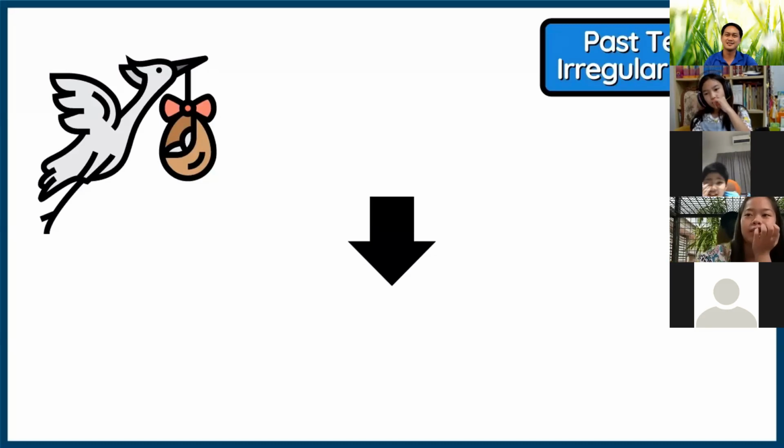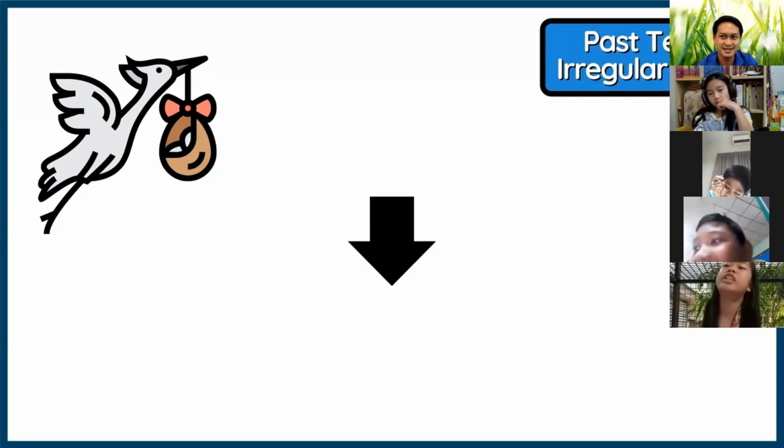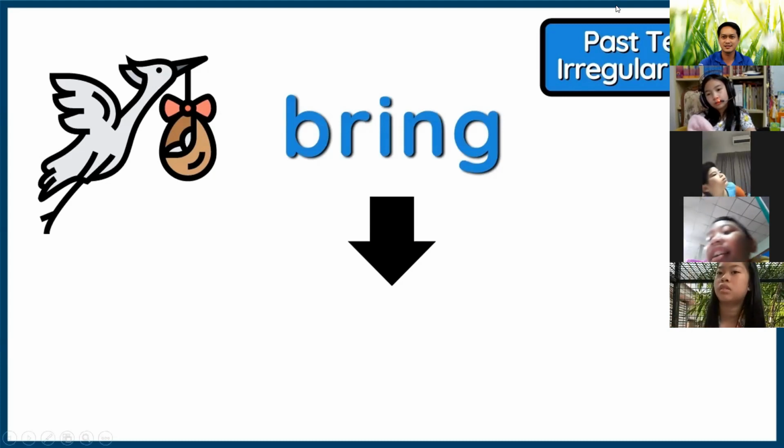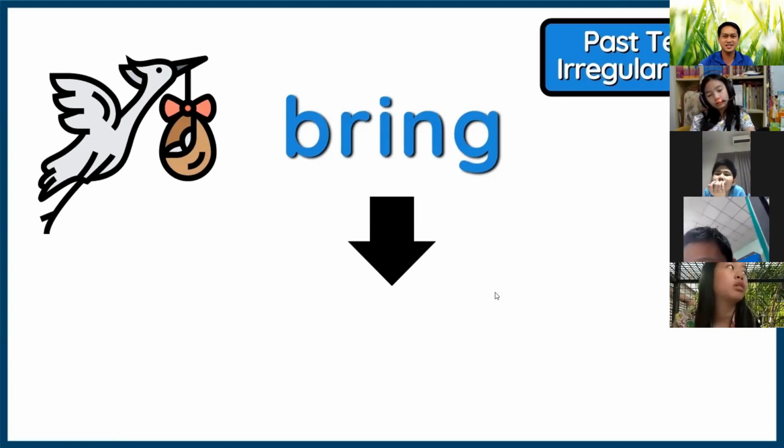Okay. What is this verb? It starts with letter B. B-O. Bring. Again? Bring. How do you spell bring? B-R-I-N-G. Okay, bring. Very good. B-R-I-N-G. And what is the past tense for the word bring?